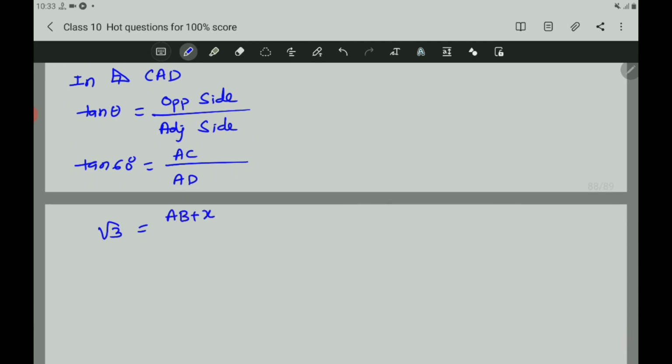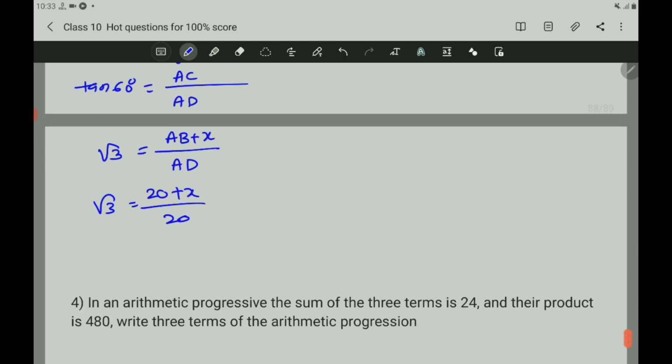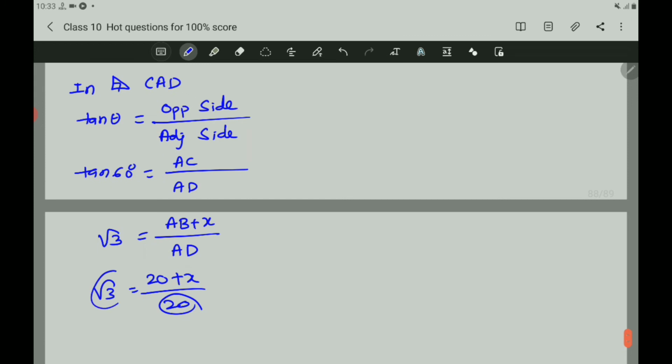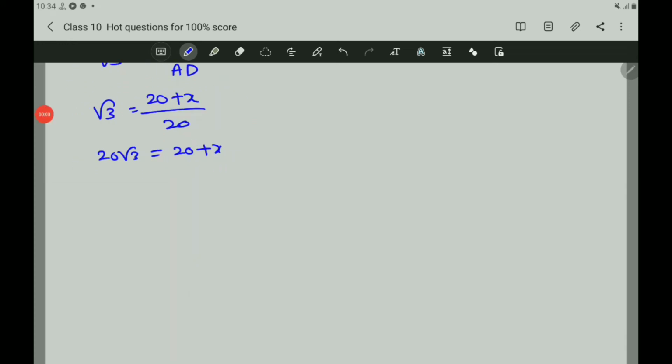AB plus X by AD. Then you write root 3 is equal to AB, which is 20 plus X, over AD, which is also 20. Then do the cross multiplication. 20 root 3 equals 20 plus X. Here we have to find the value of X.